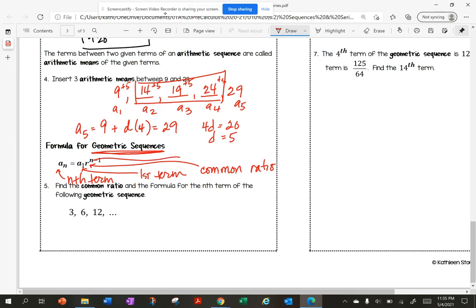And n is the number of terms. Okay, so let's find the common ratio and the formula for the nth term of the geometric sequence. So again, here's my first term, my second term, my third term, on and on to my nth term. So to get my common ratio, this is going to be any term, and I'm going to divide by the previous term.